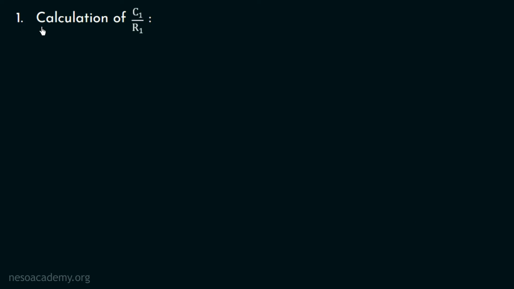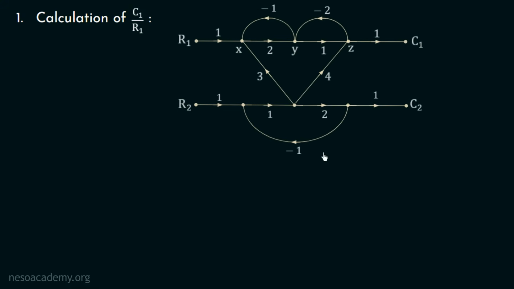Moving on to the calculation of transfer function C1 over R1, let us consider the signal flow graph which is given in the problem, and we know we have two inputs R1, R2 and two outputs C1, C2. In this case, we need to find out the transfer function C1 over R1, and that's why we will assume that the input R2 and the output C2 are 0.